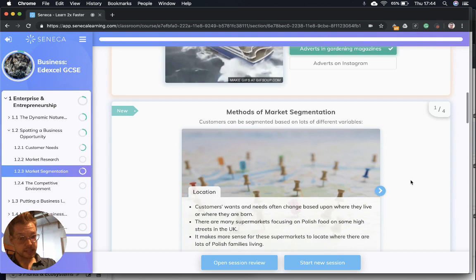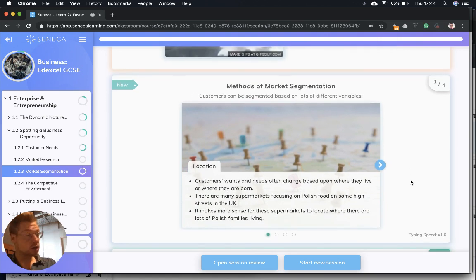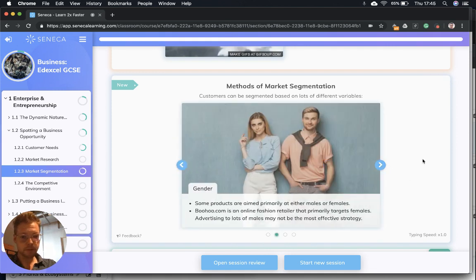Methods of market segmentation. Customers can be segmented based on loads of different variables. So we can start with location. Customers' wants and needs often change based upon where they live or where they're born. There are many supermarkets focusing on Polish food on some high streets in the UK. It makes more sense for these supermarkets to locate where there are lots of Polish families living.